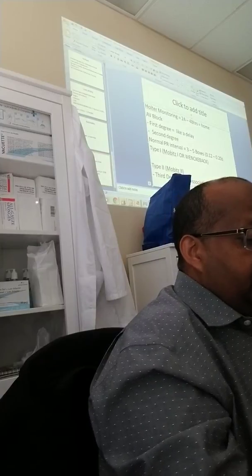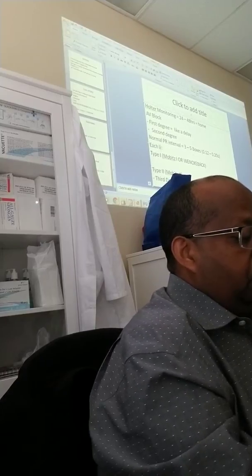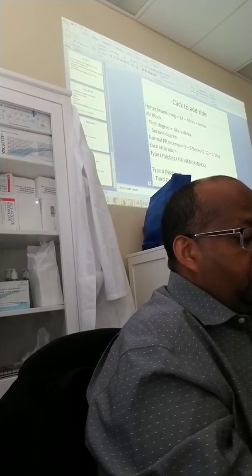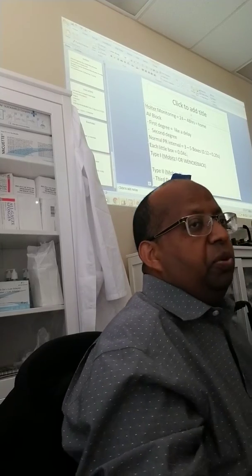how many? 0.04. Each little box is equal to 0.04 second. So because each little box is 0.04 second, then when we multiply, these are EKGs that you have to do. You have to link them.